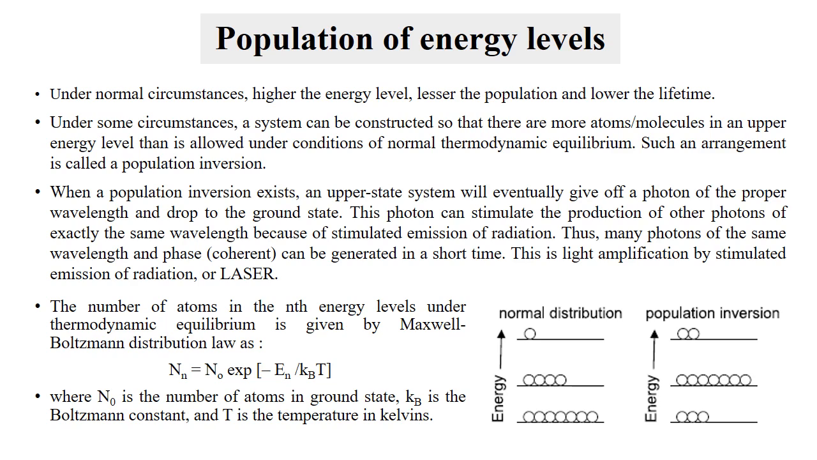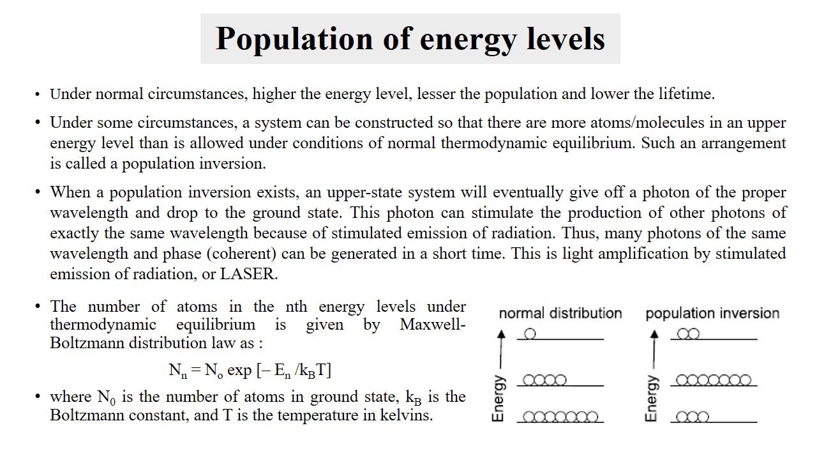Under some circumstances, a system can be constructed so that there are more atoms or molecules in an upper energy level than is allowed under conditions of normal thermodynamic equilibrium. Such an arrangement is called a population inversion.